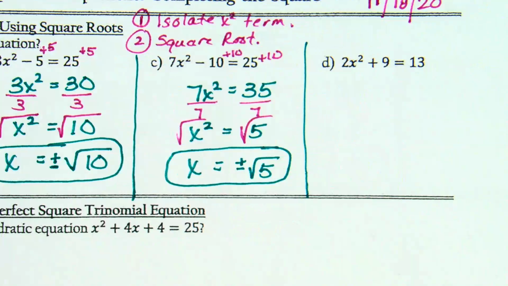Okay. Real quick, I don't know that we probably, you guys have this top row mastered, but let's just go ahead and complete D. It won't take long. If it's 2x squared plus 9 equals 13, what'd you do first?